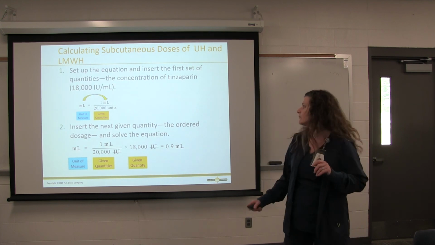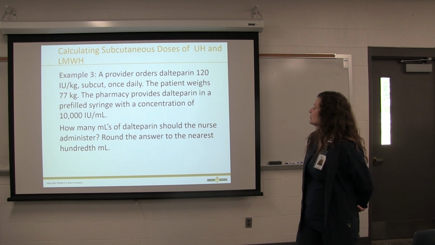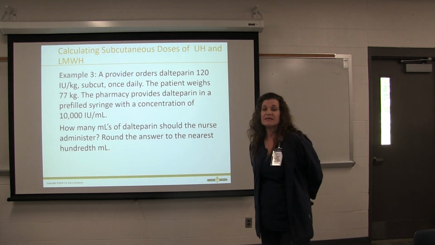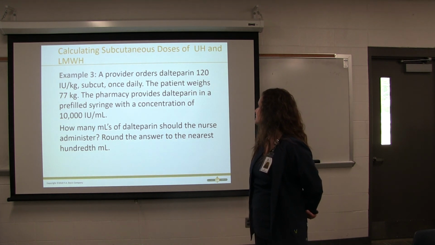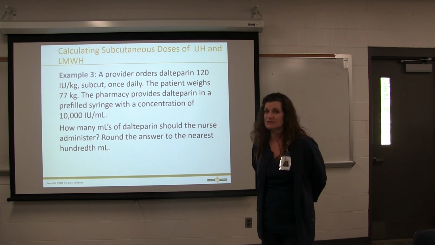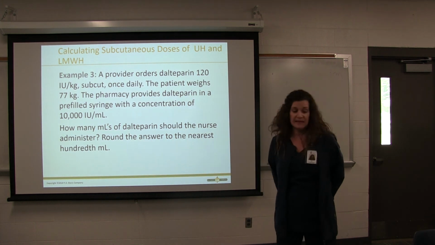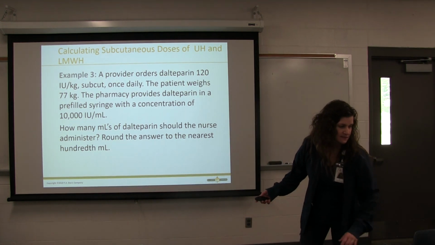Okay, let's look at a couple more here. Example 3, 120 units, sub-Q once daily, patient weighs 77 kilograms. And now we have a weight thrown in there. Okay, so the pharmacy provides this in a pre-filled syringe of 10,000. How many milliliters, and what are we going to do with our weights in this circumstance?